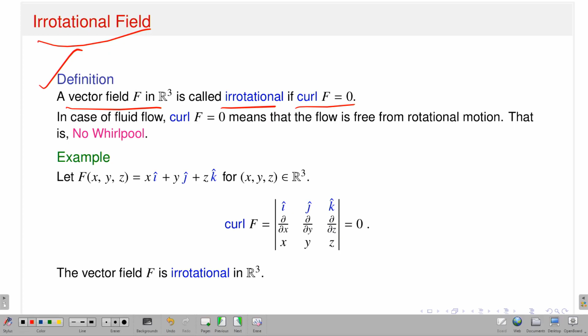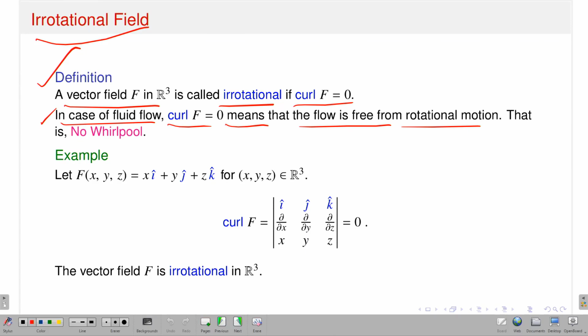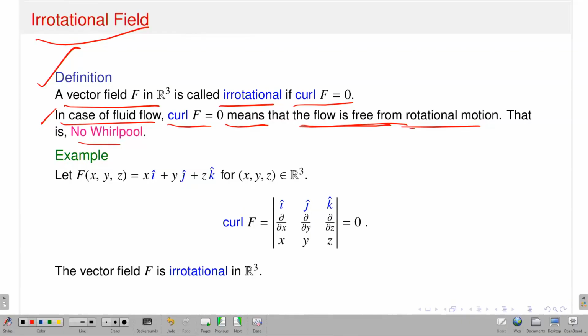For example, a physical example: in case of fluid flow, if curl of this vector field F is 0, that means the flow is free from rotational motions. It is expected, right? Because curl of F gives the rotational motions. That is exactly what I have said. So if curl of F is 0, the flow is free from rotational motion, that means there is no whirlpool. So, this is the physical example.